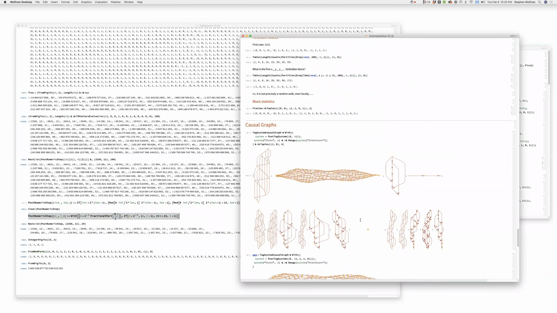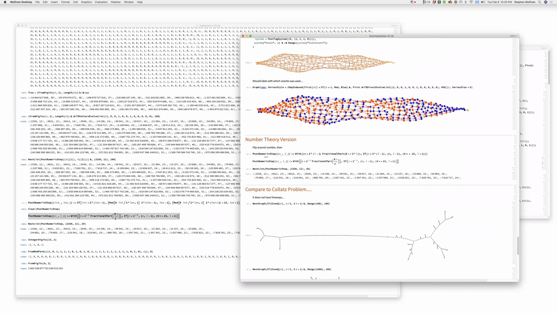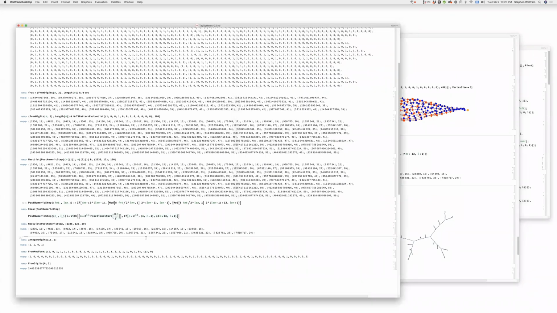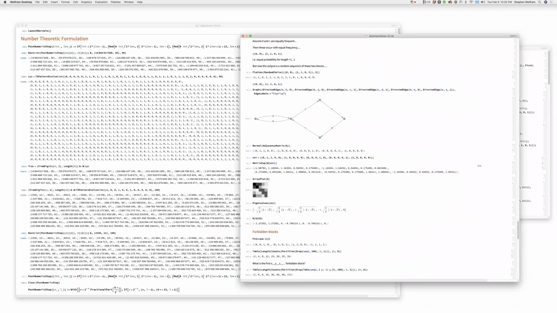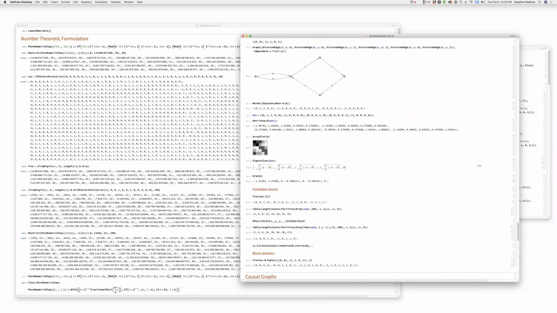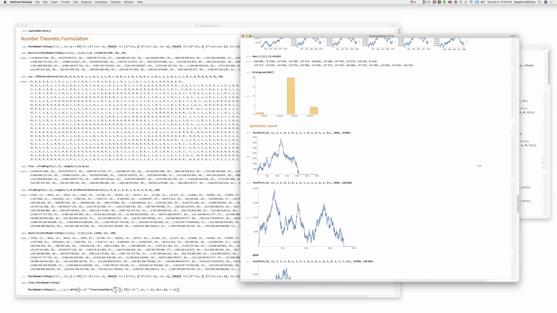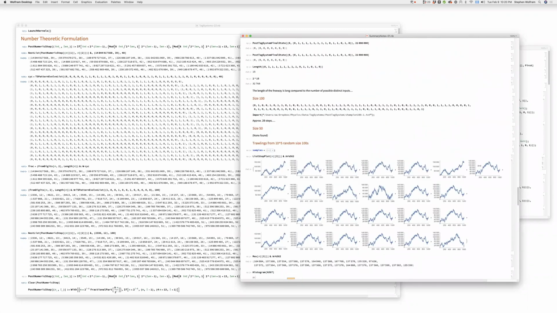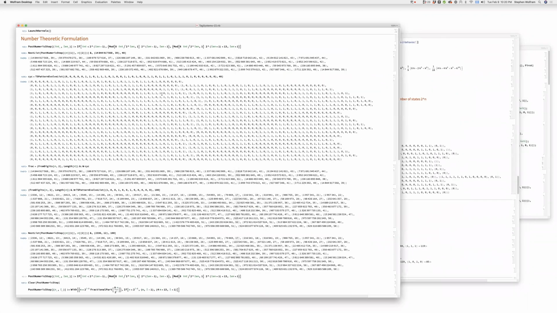All right. So the one thing we need to do now is to catalog the, okay, so you say there is a non-standard cycle. Right, and it's at the top of your other notebook, the one at the top of number theoretic formulation. That is the non-standard cycle in full form.